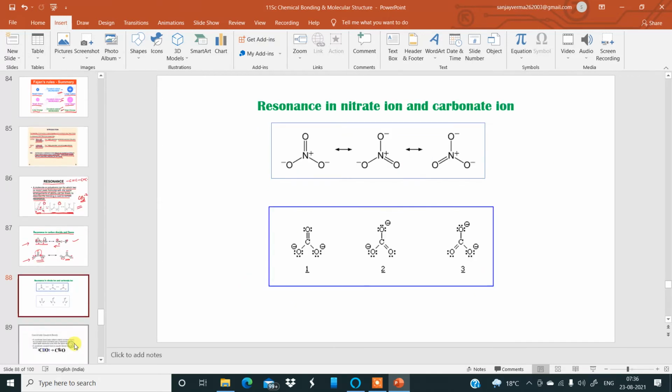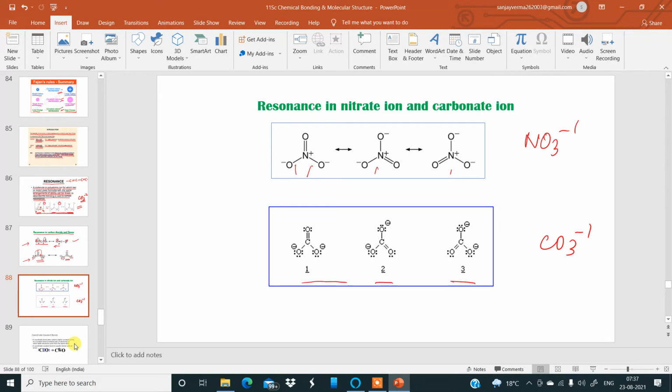Now, looking at a few more examples of resonance in nitrate and carbonate ion. This one is nitrate ion, NO3 minus 1. This one is carbonate, which you have seen already. Here also you can see the movement of these pi electrons across the single bonds. Similarly, the resonance in carbonate ion. Try to remember these structures.